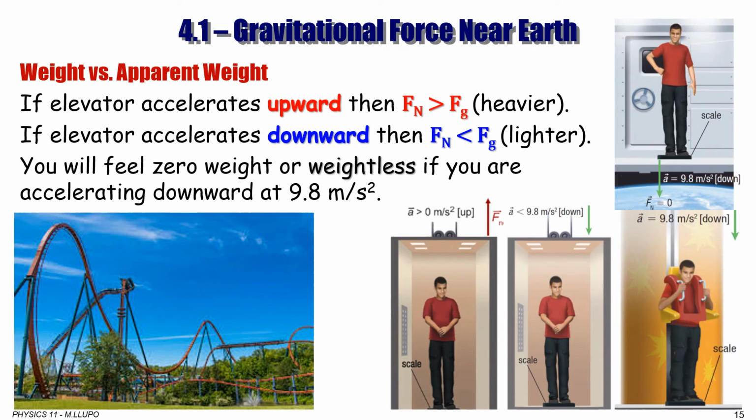Let's say that you're in free fall. In an elevator or anywhere, you are falling at the rate of gravitational acceleration. So you are accelerating downward at 9.8 meters per second squared. As a result, you and the scale are falling at the same rate. Nothing is holding the scale, and the scale is not holding you, so the normal force does not exist. It's going to be 0. As a result, the reading on the scale is going to be 0, and you're going to feel weightless.